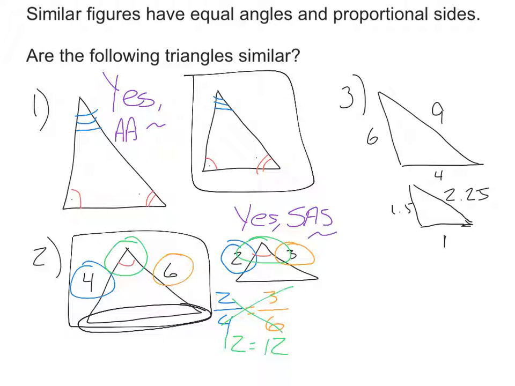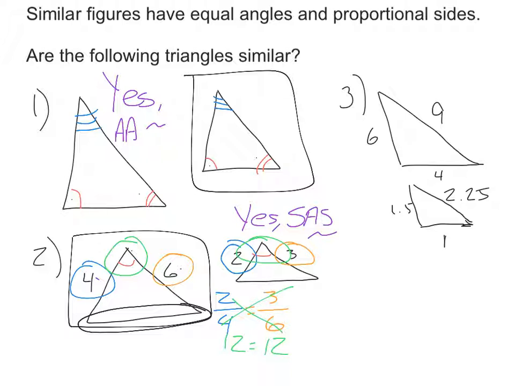I said the wrong word back there. This is a similarity, not a congruence. This is side angle side similarity, and again, you have two proportional sets of sides surrounding a congruent angle, and so that's enough.